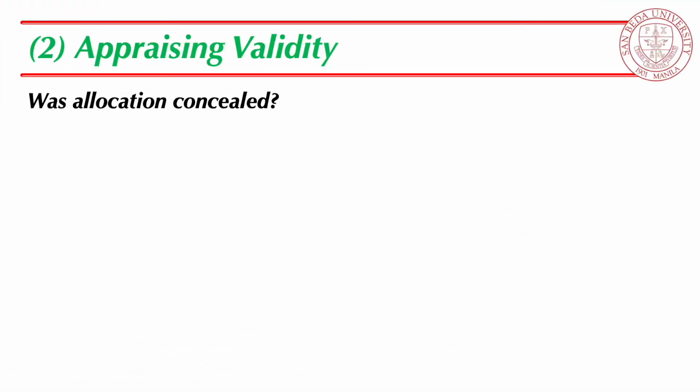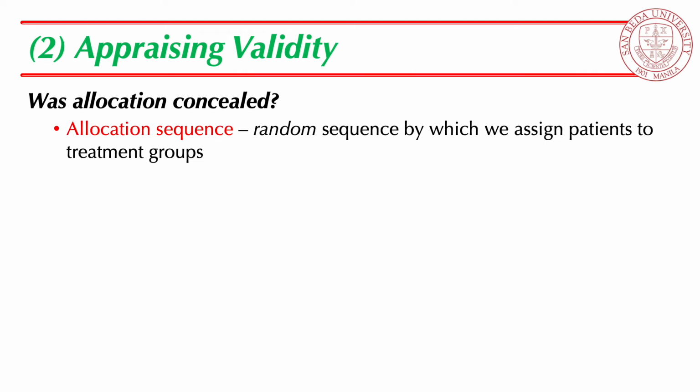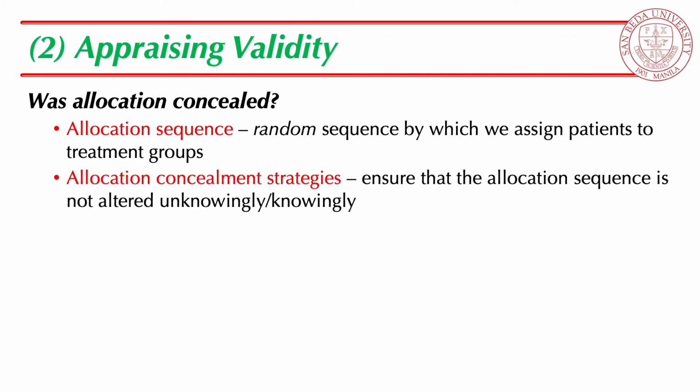The next question to answer under appraising validity is, was treatment allocation concealed? Now, in clinical trials, the random sequence by which we assign participants to treatment groups is referred to as the allocation sequence. It is not enough, however, that researchers generate a random allocation sequence. They must also take measures to ensure that the sequence is not altered by caregivers who unknowingly or knowingly tend to disturb it. These measures are called allocation concealment strategies.